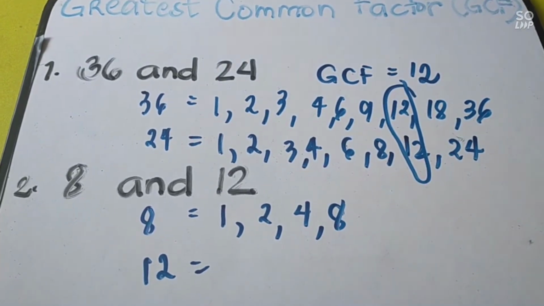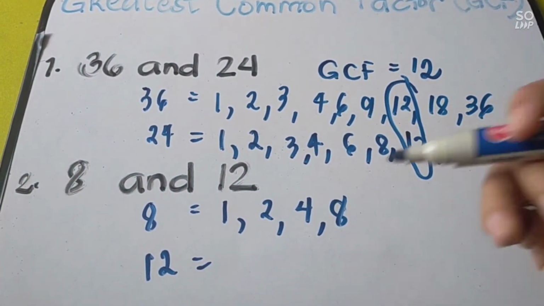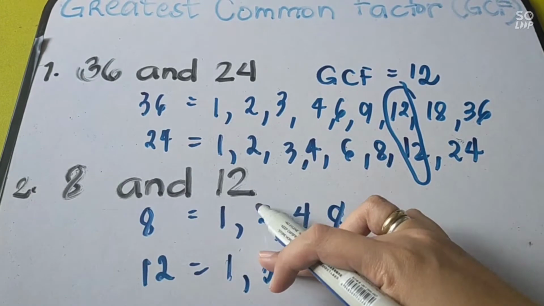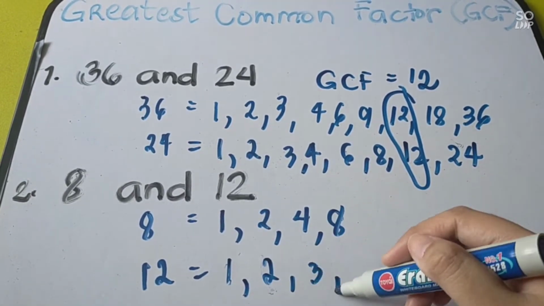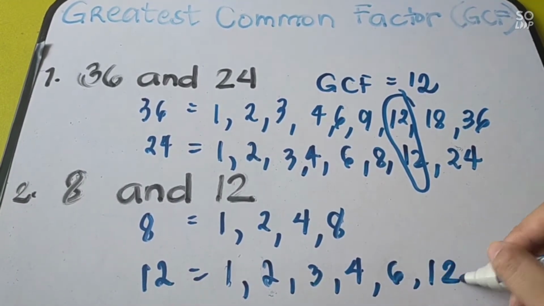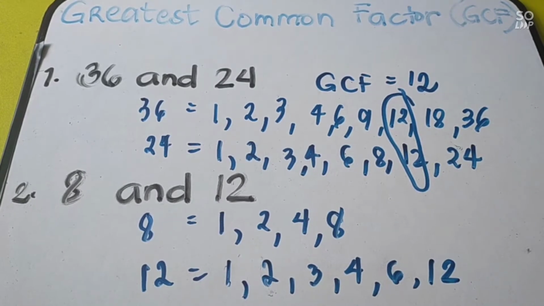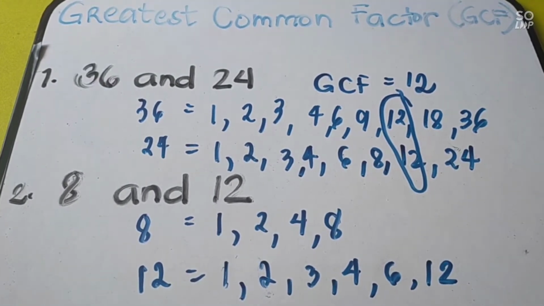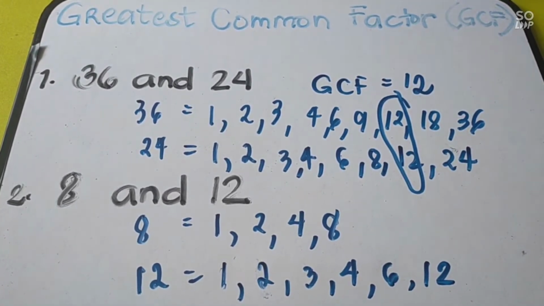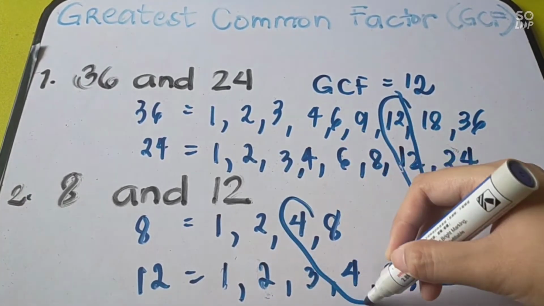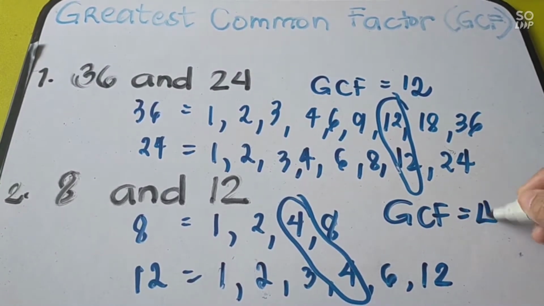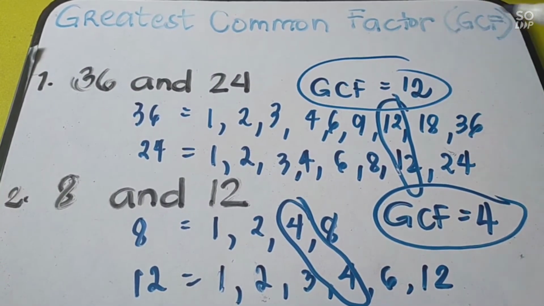So, yan na yan. Diba? Next tayo. Let us have 12. So, what are those numbers? We have 1, we have 2, 3, 4, and then we have here 6, and then we have 12. So, that is it. So, yan na yung factors ni 8 and 12. Now, let us find for the GCF. So, tingnan natin kung ano yung number na magkapareho sa kanila na pinakamataas. So, what is that number? So, we have here 4. So, the GCF of 8 and 12 is 4. So, that is it. Alright?